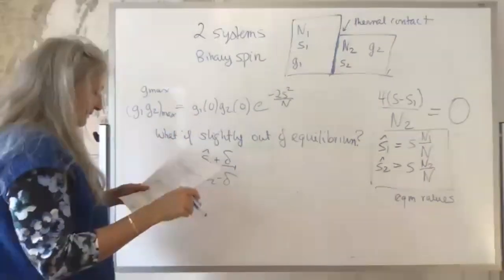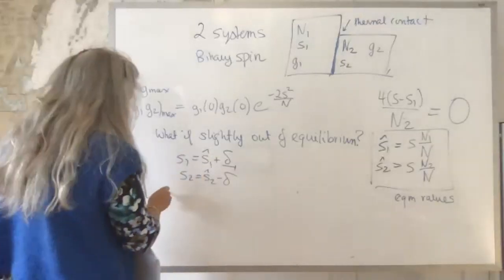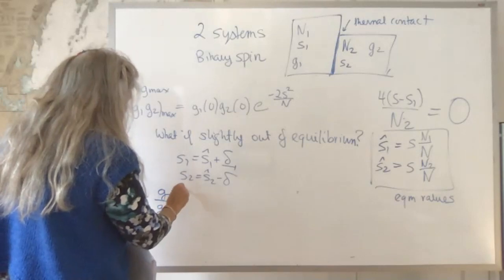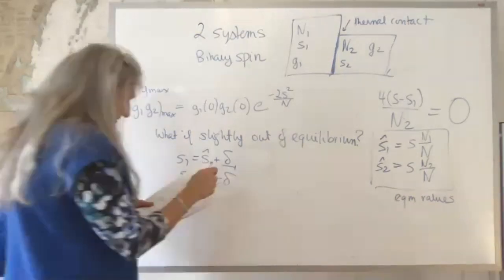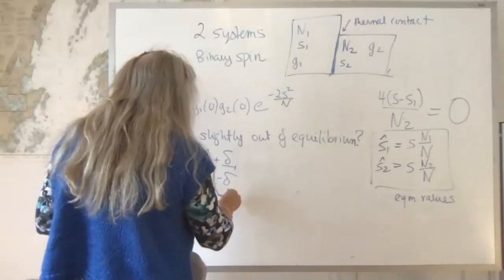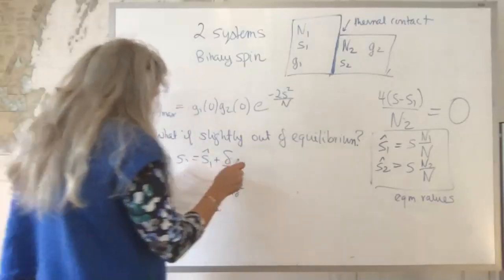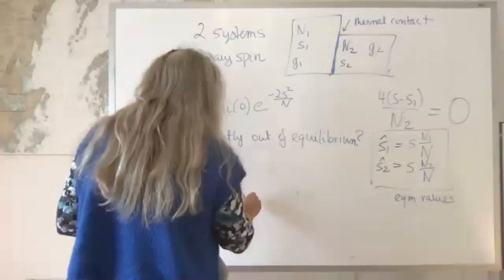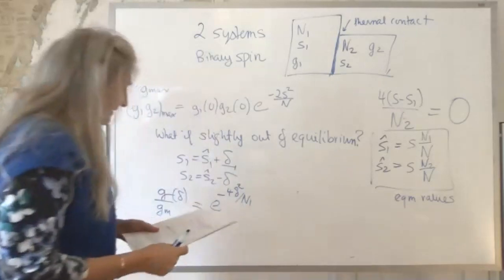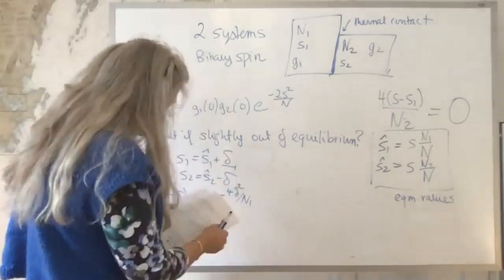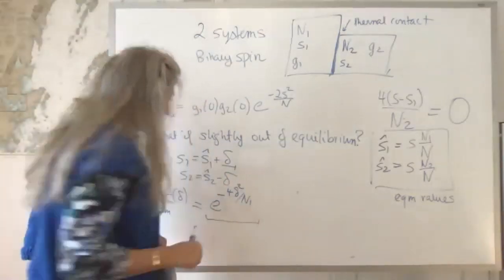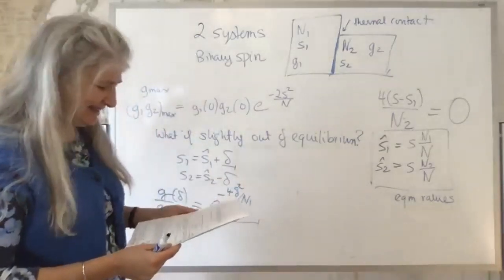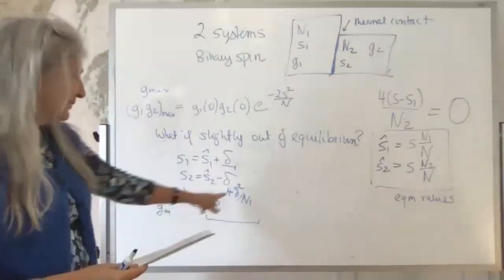And so if you do that calculation, what you get is G over G max, if it's slightly out of equilibrium, is equal to e to the minus 4 delta squared over N1. So there's a little bit of calculation involving these exponentials. It's not a very exciting calculation though, but this is what you get.